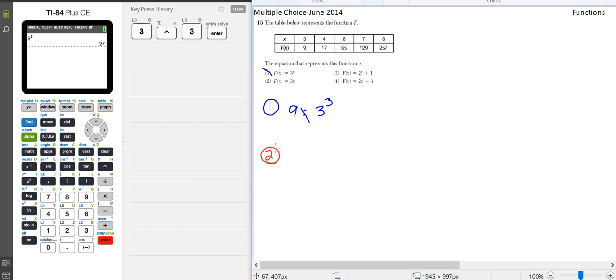Let's plug in the point (3, 9). So 9 is equal to 3 times 3. That's true. 9 is equal to 9. So far it works, but we have to try each of the points. Let's move on to the next one.